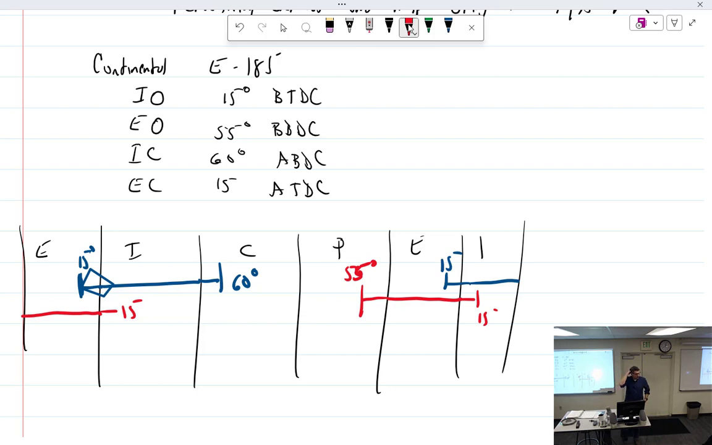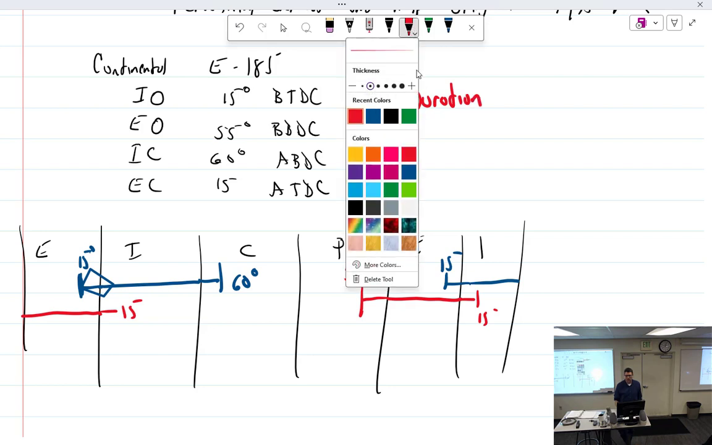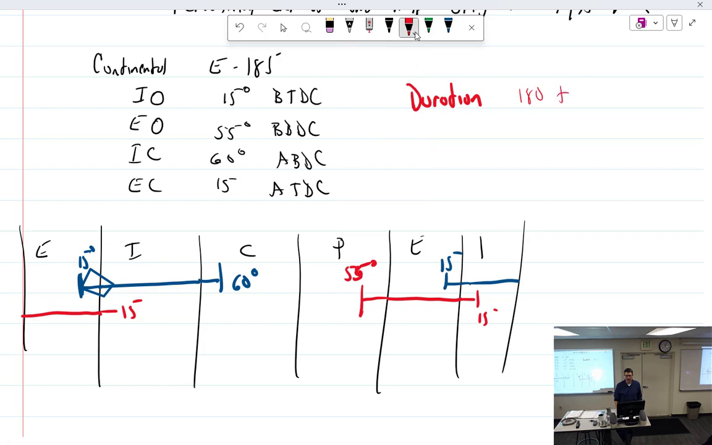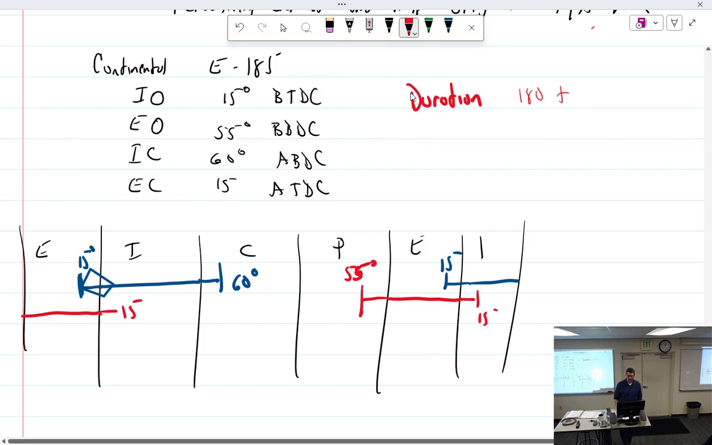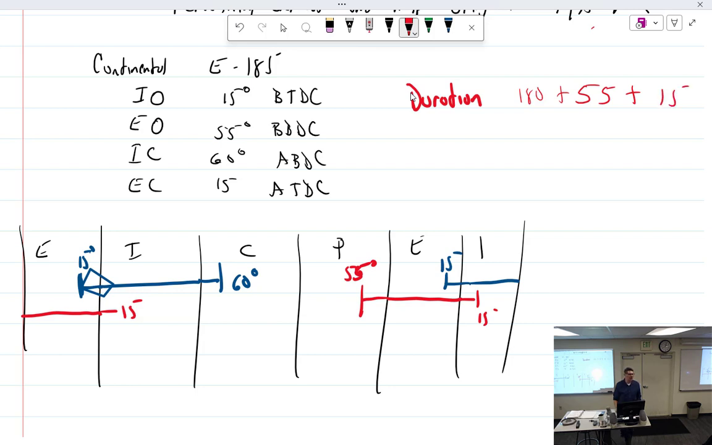What is the duration of the exhaust? It's 250. It is 180 plus 55 plus 15. 55 right there. Everybody follow? Plus 15. Is there anybody who does not know where I got those numbers from? It's okay. Everybody's got it? Okay. So duration is 180 plus 55 plus 15. How much?